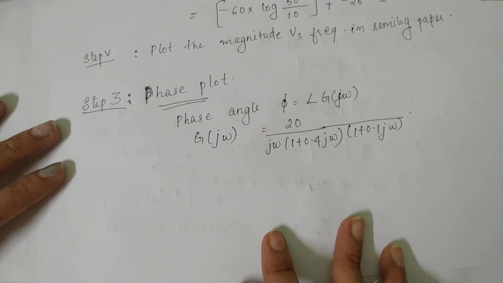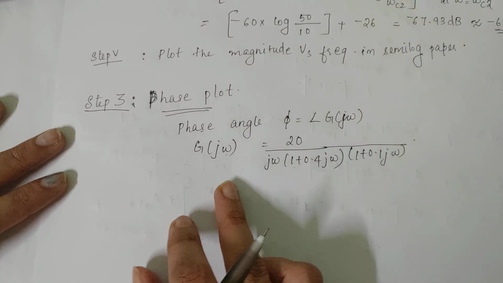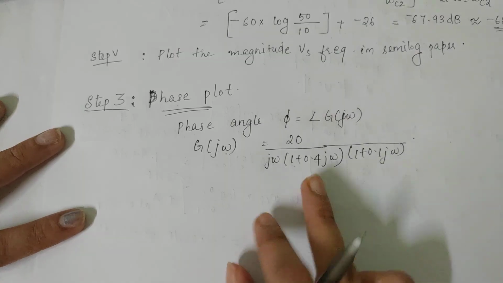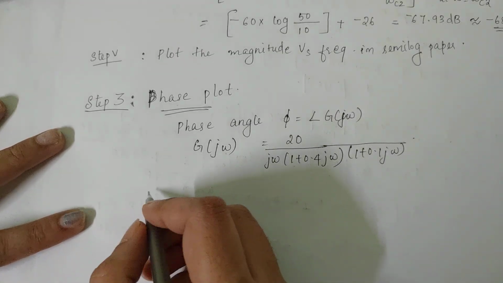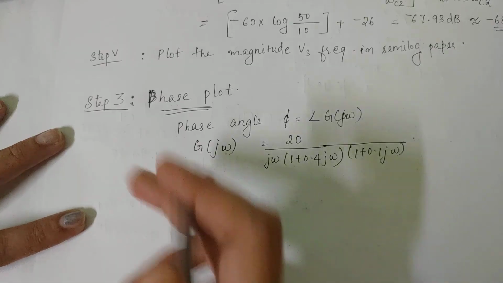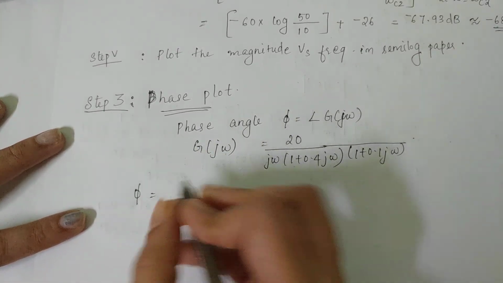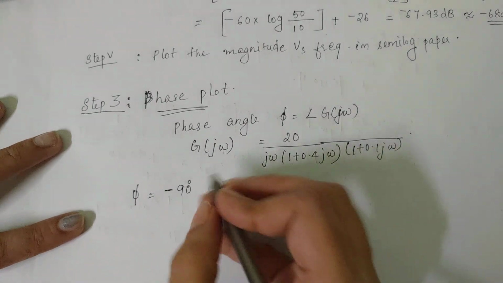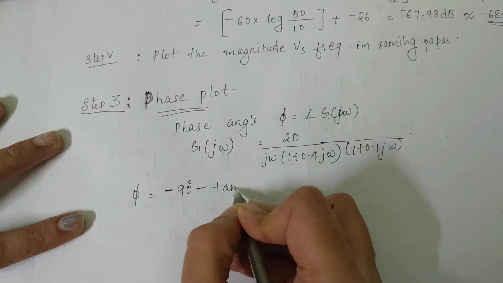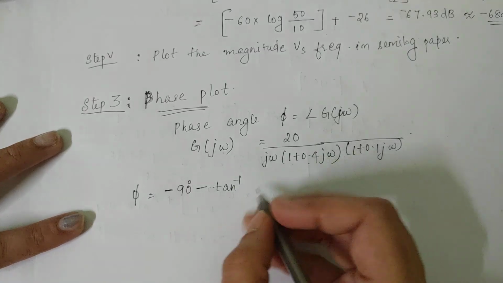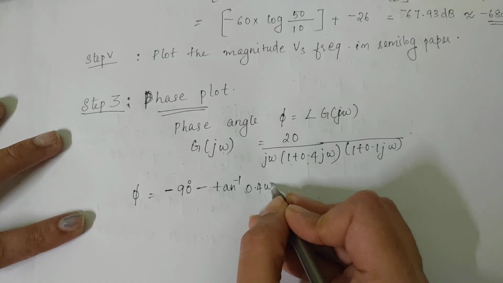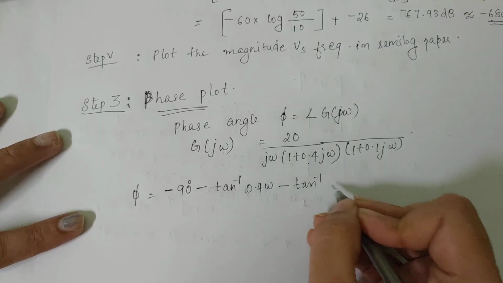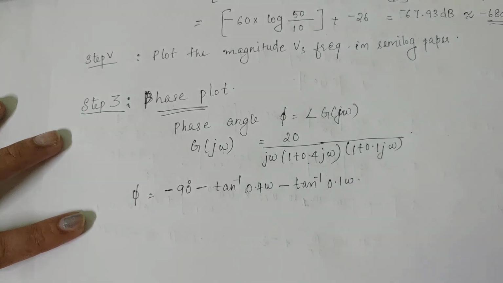Okay, so I have already explained how to find the angle of each of the terms. So I have first term 20 by j omega, so minus 90 degree, minus tan inverse 0.4 omega by 1, and minus tan inverse 0.1 omega.